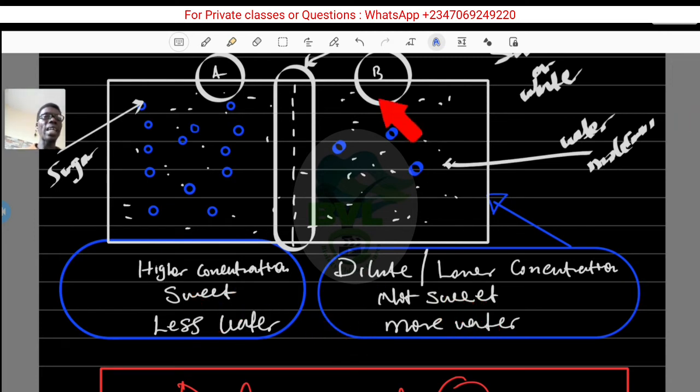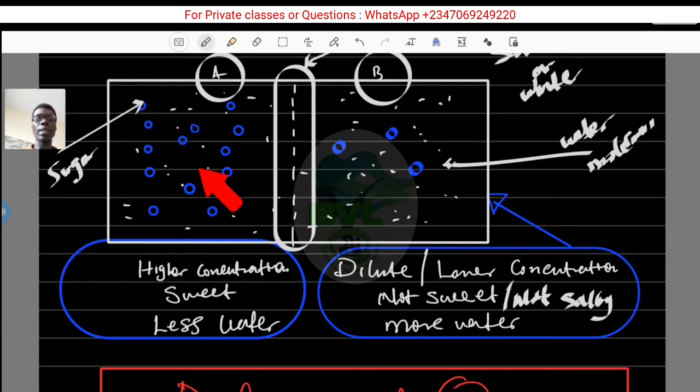You should know that this area that has lesser salt or lesser sugar is dilute, or has lower concentration. Lower concentration means it has lesser solute. What's the solute? Sugar or salt. It is not so sweet, or it's not salty, if what we use was salt. Then it has more water. Obviously, it has more water compared to the solute.